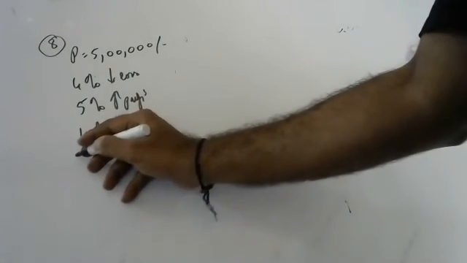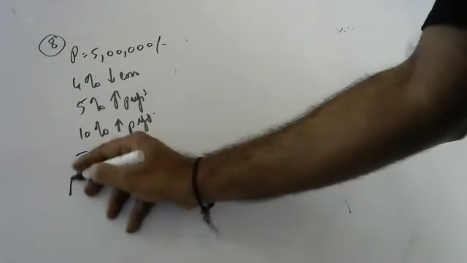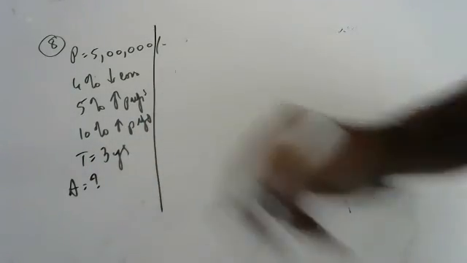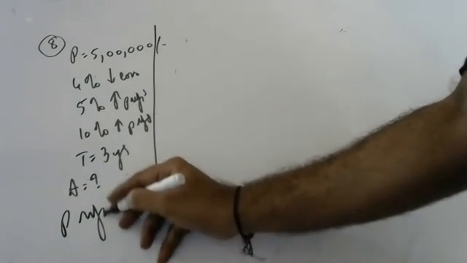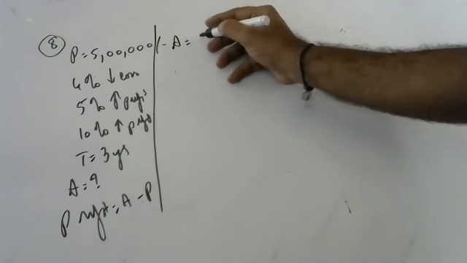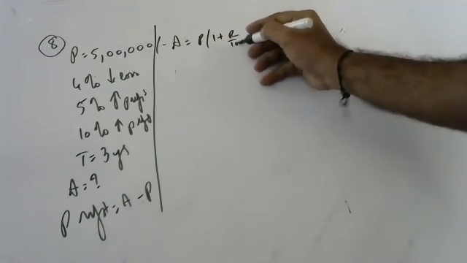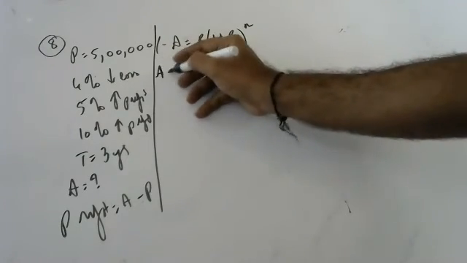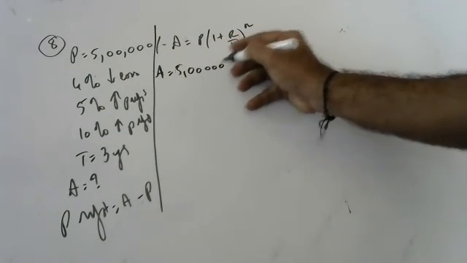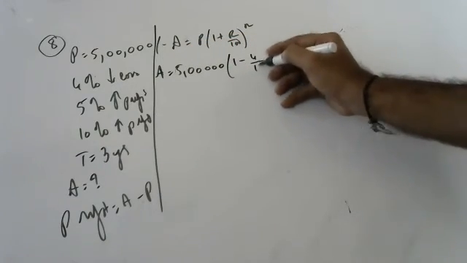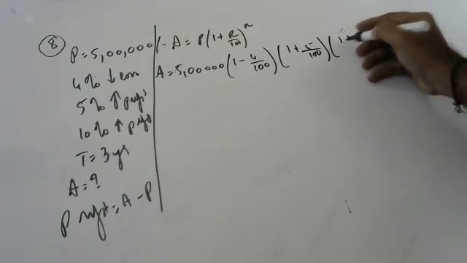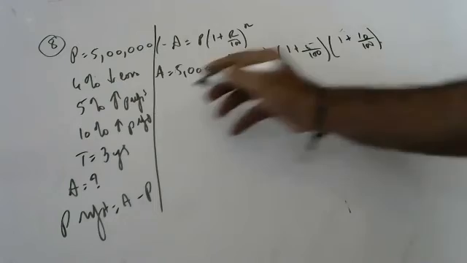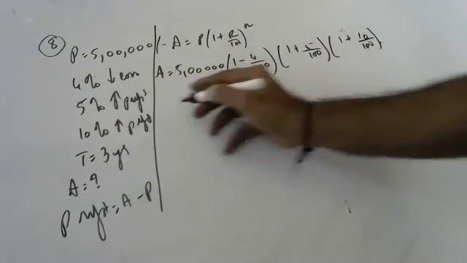For 3 years, let's find out the amount, then we will find out the profit. Profit means amount minus principal. We have to find out profit also, children. Amount is equal to principal into (1 plus R by 100). So 5 lakhs into (1 minus 4 by 100) into (1 plus 5 by 100) into (1 plus 10 by 100). Profit means plus, loss means minus.